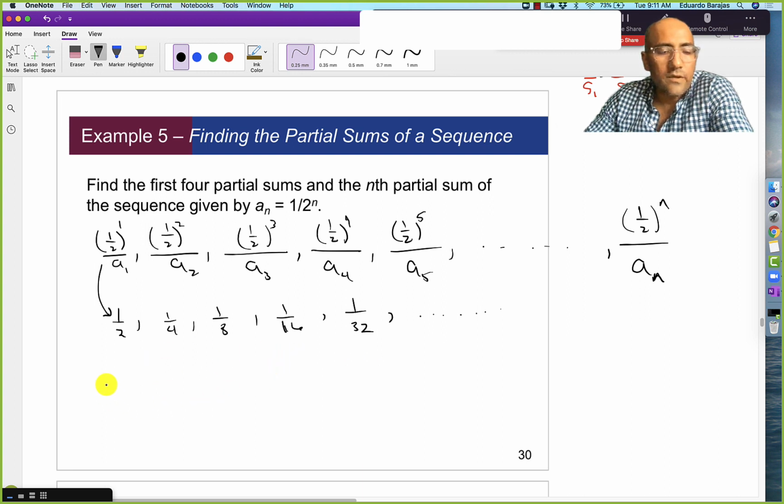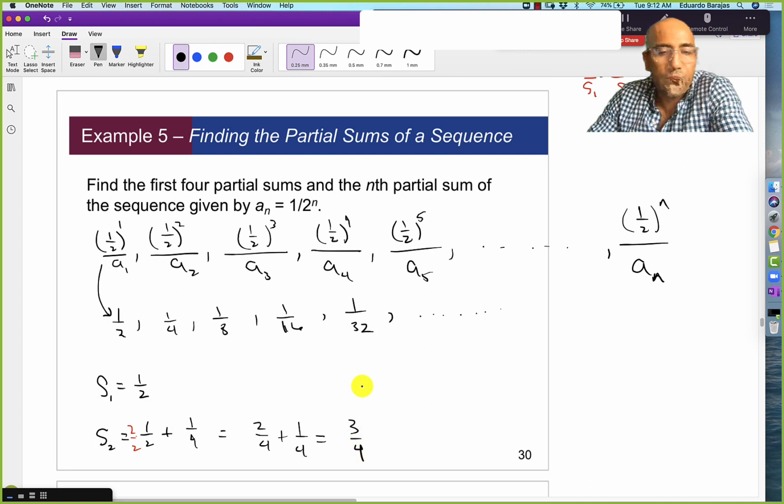Good. Now I want to find the s sub 1 value. That's just the sum of the first one, which is just a half. Then s sub 2 is the sum of the first two, 1/2 plus 1/4. You need a common denominator, so multiply the 1/2 by 2 over 2. We end up with 2/4 plus 1/4, which gives you 3/4. So the second one on my list is 3/4.